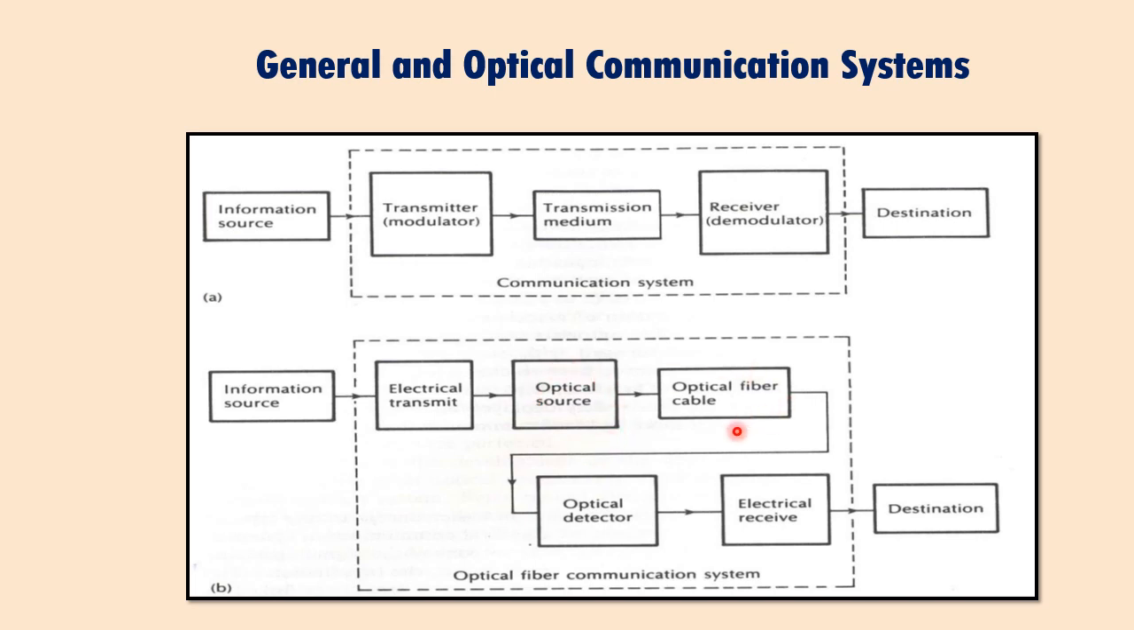cable. Since we are going to send the data by means of a light signal, it is necessary to have an optical source at the transmitter and, at the same time, an optical detector at the receiver side. The purpose of this optical source is to convert the original electrical signal into the light signal. So the light signal we can call an optical signal. And then we connect the optical fiber cable as a medium, and the other end of the optical fiber cable is connected to the optical detector. Here the purpose of this optical detector is to convert this light signal into the original electrical signal. So this is the difference between the general communication system and the optical communication system.